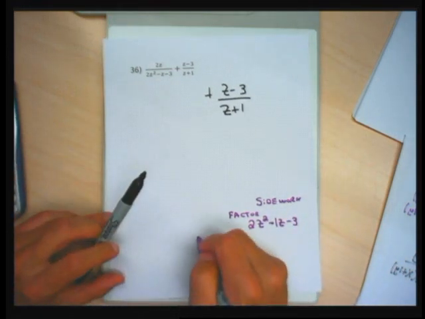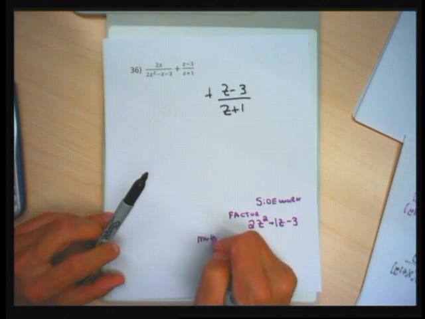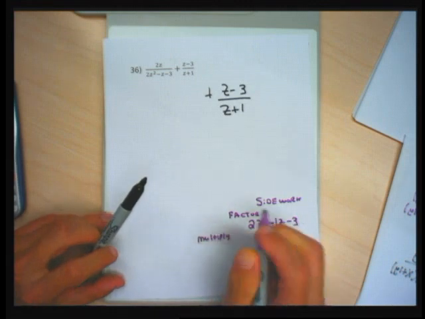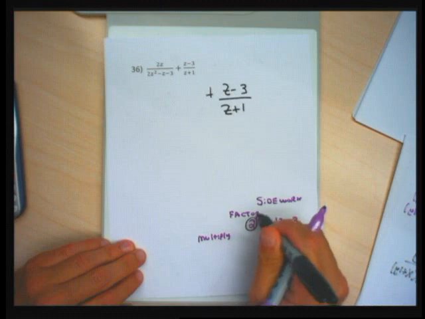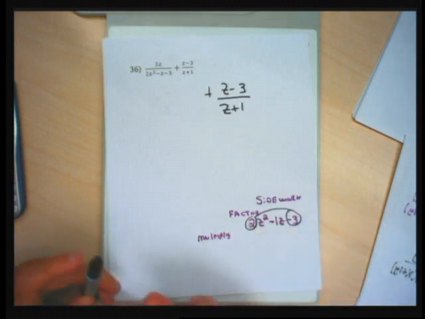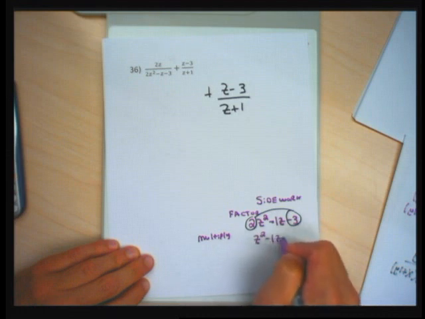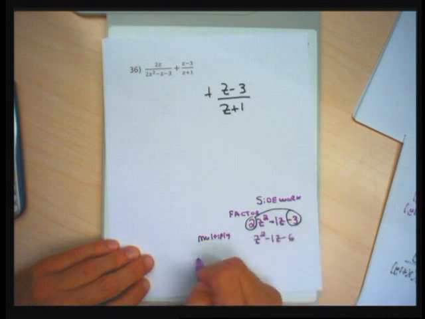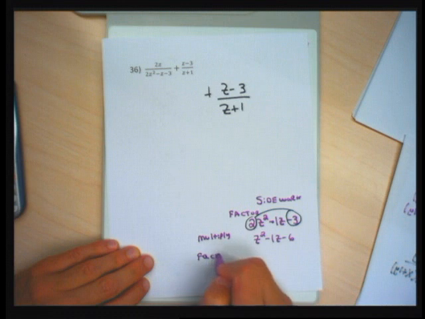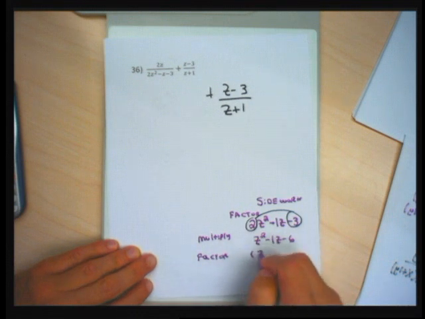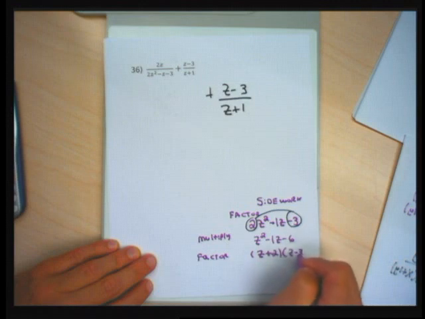So I'm going to multiply first, and specifically I'm going to multiply this positive 2 and that minus 3 and get a minus 6. So I'm going to get z squared minus 1z minus 6. And then I'm going to factor. This is going to factor into z plus 2 times z minus 3. Really?